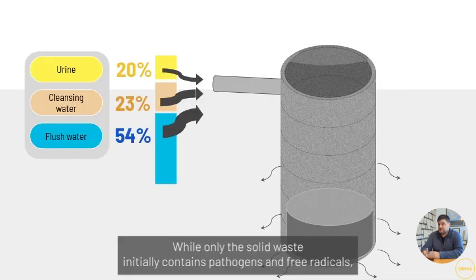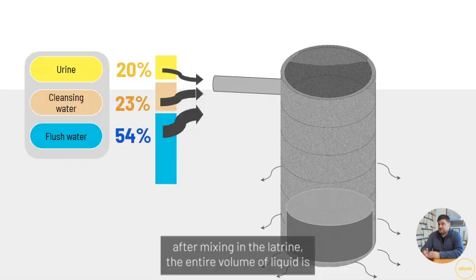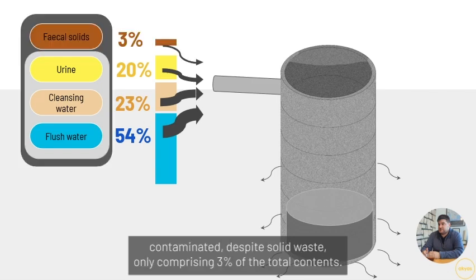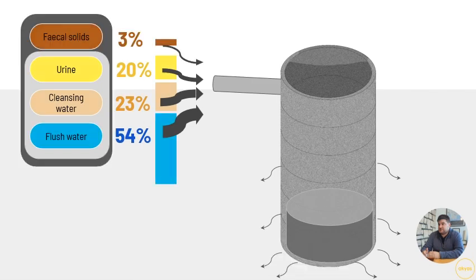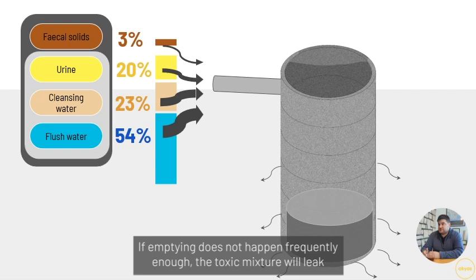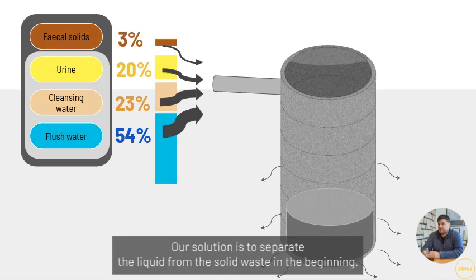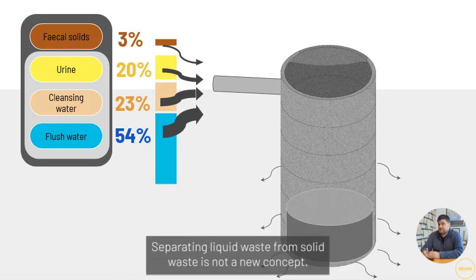While only the solid waste initially contains pathogens and free radicals, after mixing in the latrine, the entire volume of liquid is contaminated, despite solid waste only comprising 3% of the total contents. If emptying does not happen frequently enough, the toxic mixture will leak through the walls of the latrine and contaminate the environment. Our solution is to separate the liquid from the solid waste in the beginning.